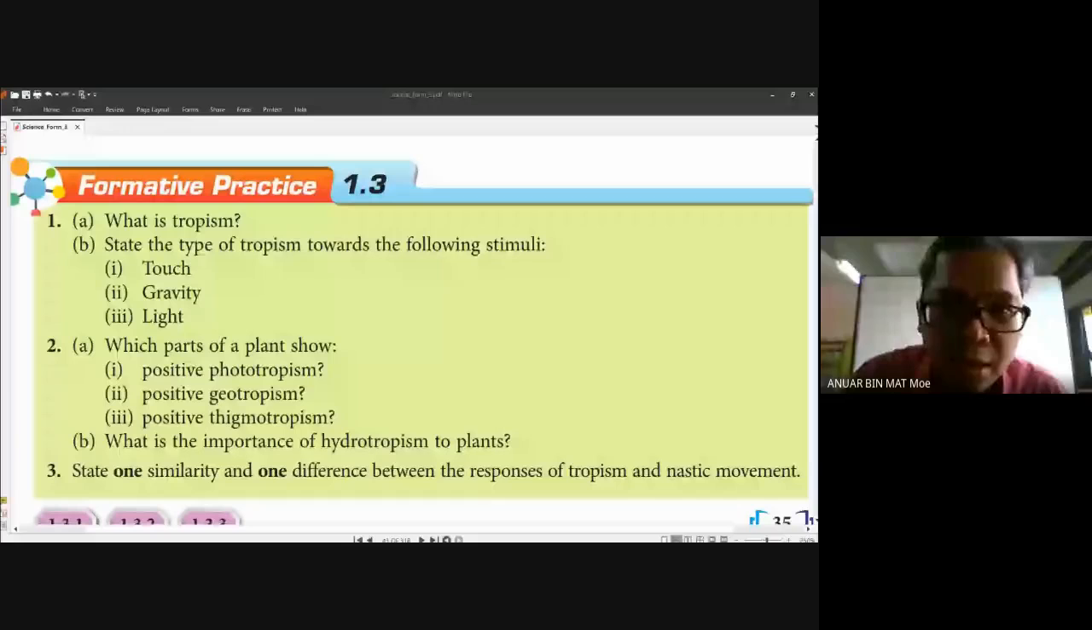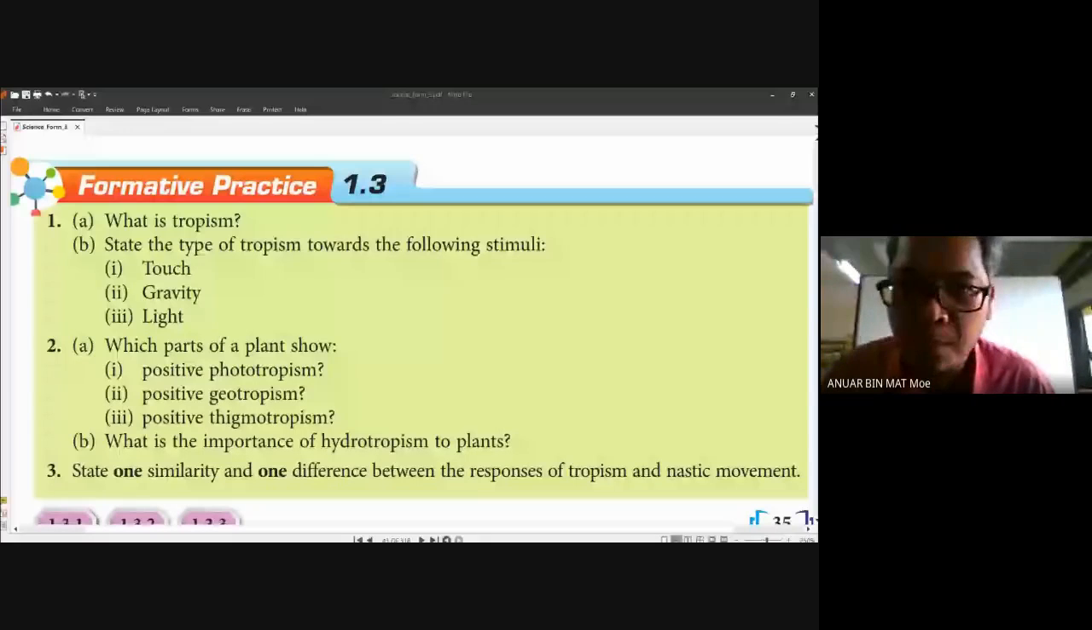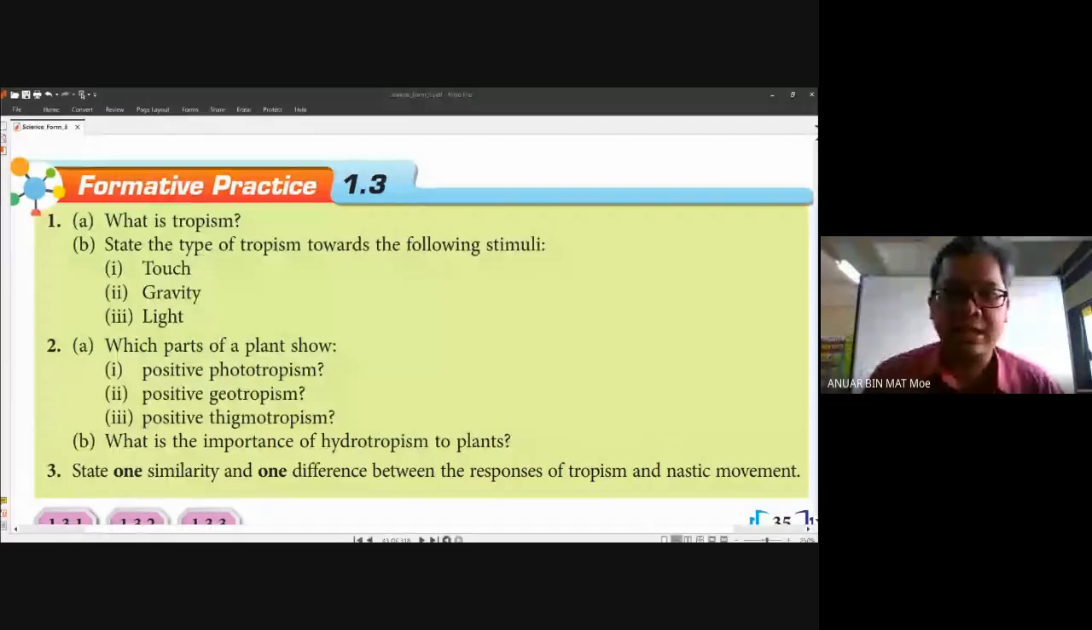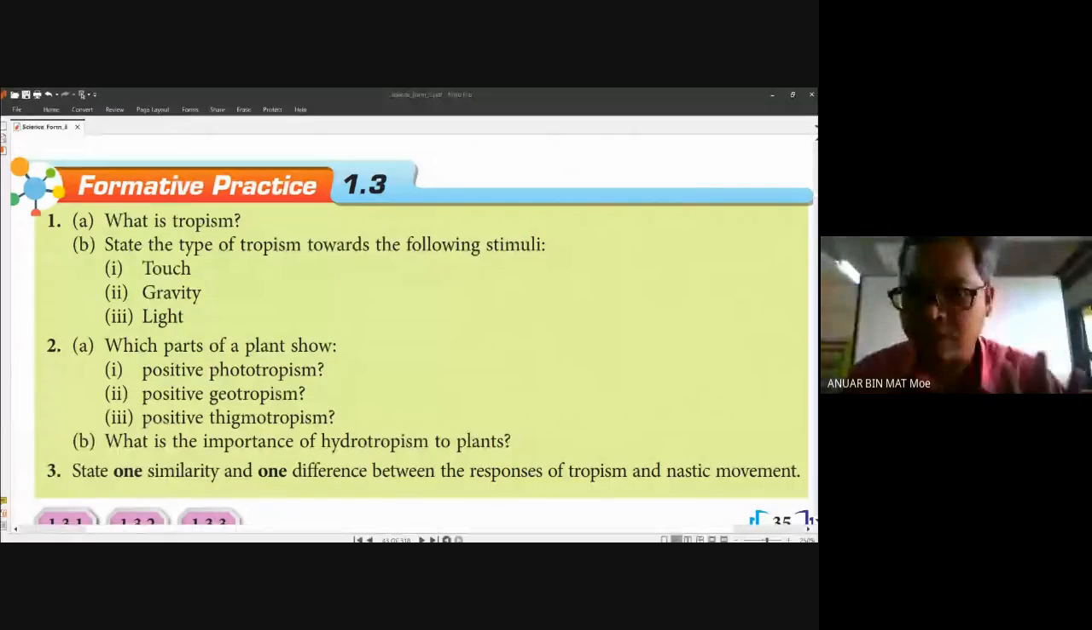Okay, you use that book. Just copy these: 1.1, 1.2, 1.3. The textbook already has the formative practice. Later you can ask in Telegram.